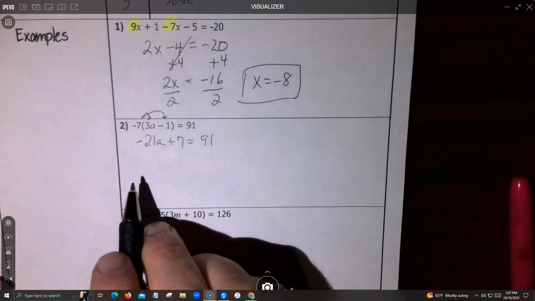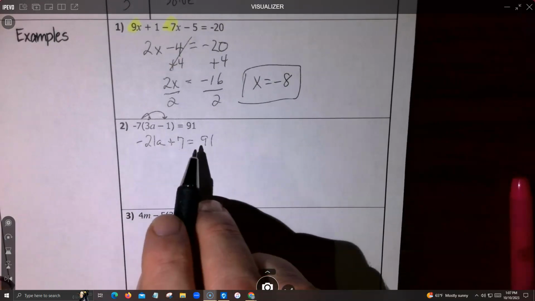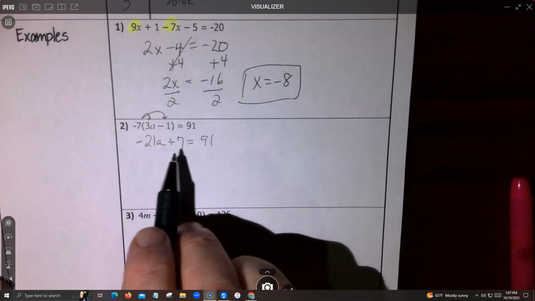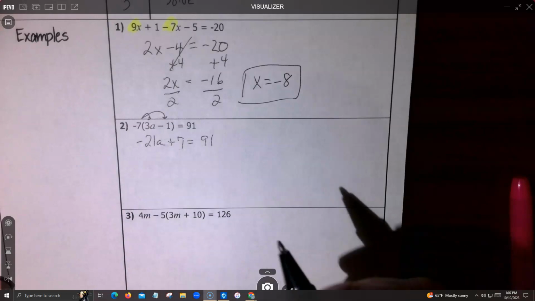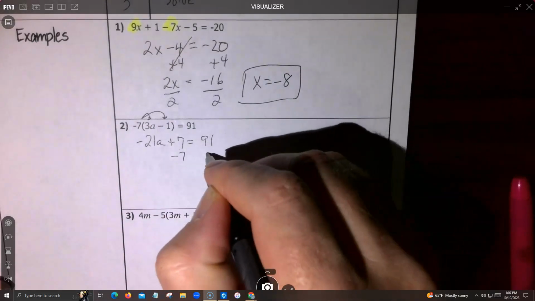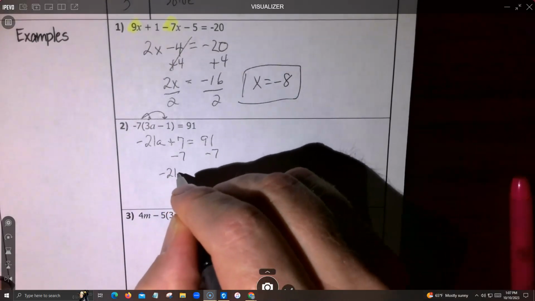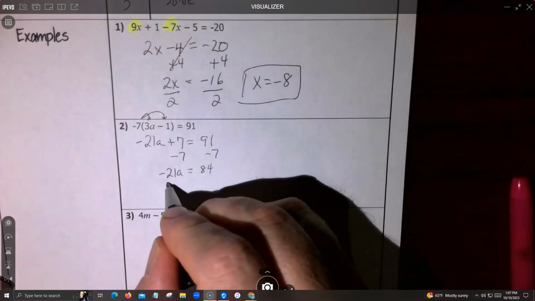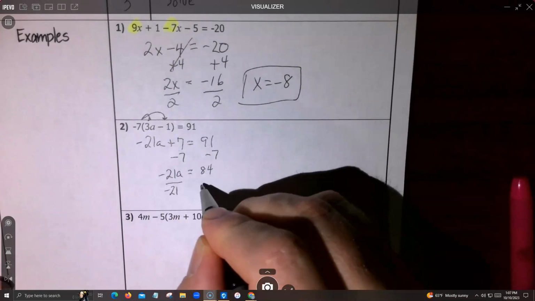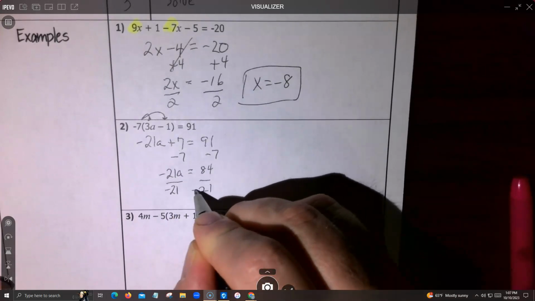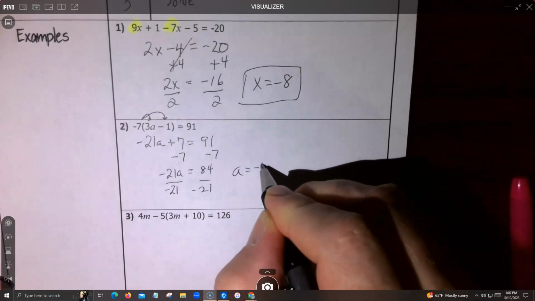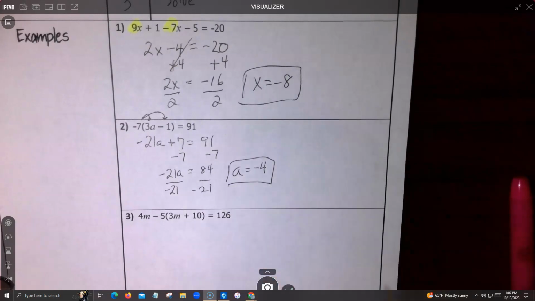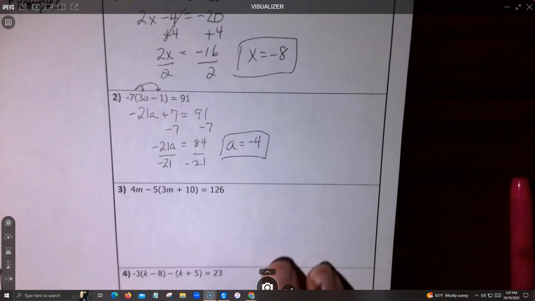I don't have any combining like terms to do, so I'm done here. Now I'm going to solve. Negative 21a equals, was that 84? Divide by negative 21. A is equal to negative 4. And I'm done. All right, next one.